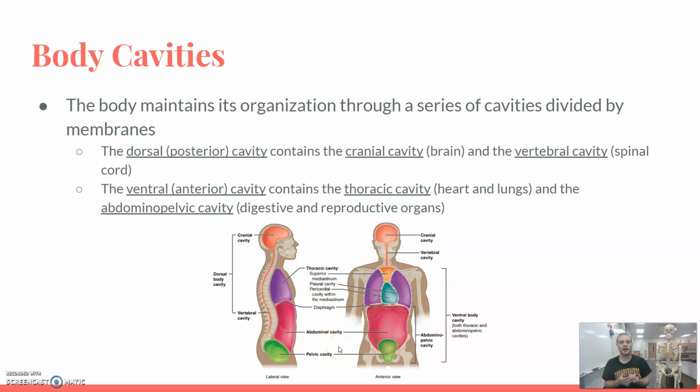Technically, though, they are a single cavity. There isn't really a membrane separating the two. The only reason that they are given these 2 different cavity names is because the abdominal cavity is going to be all of your digestive organs sitting here in what you would call your gut. And then the pelvic cavity is going to be housed in your pelvic bones here.